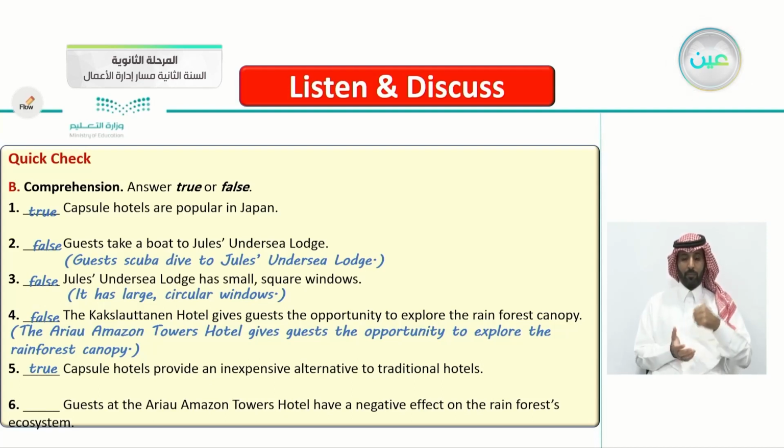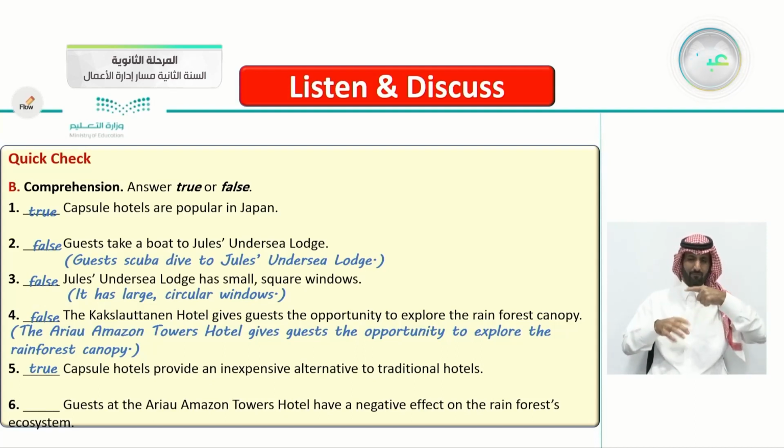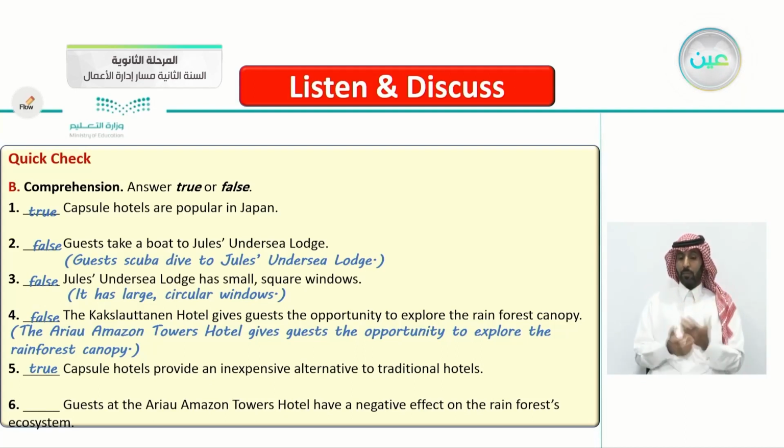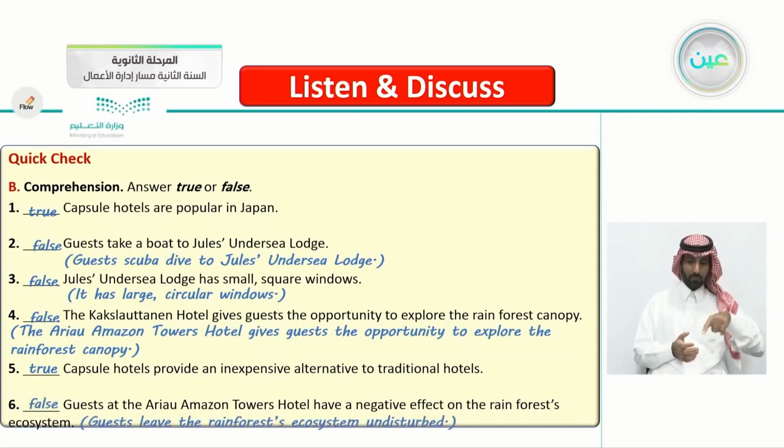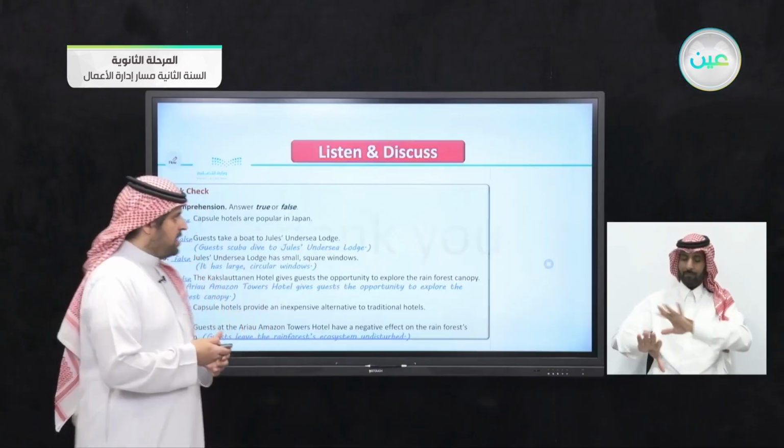Number 6, guests at the Ariau Amazon Towers Hotel have a negative effect on the rainforest ecosystem. Very good, this is false. Guests leave the rainforest ecosystem undisturbed. They don't disturb the ecosystem.